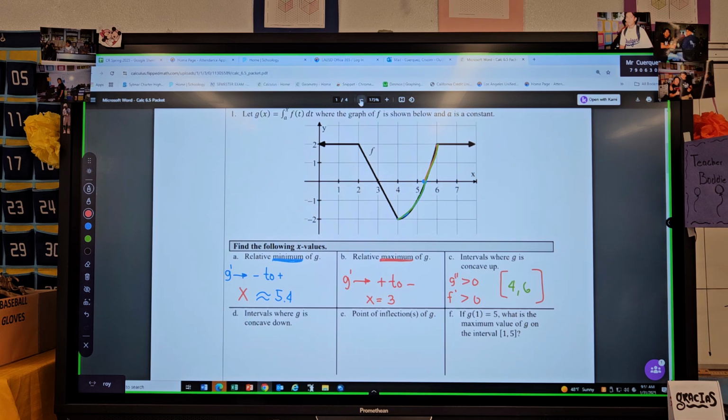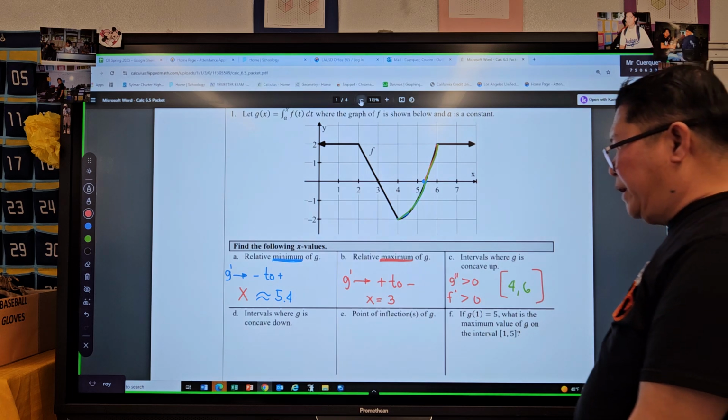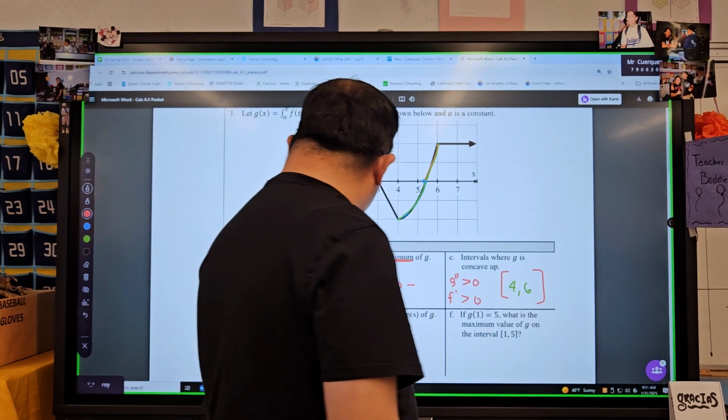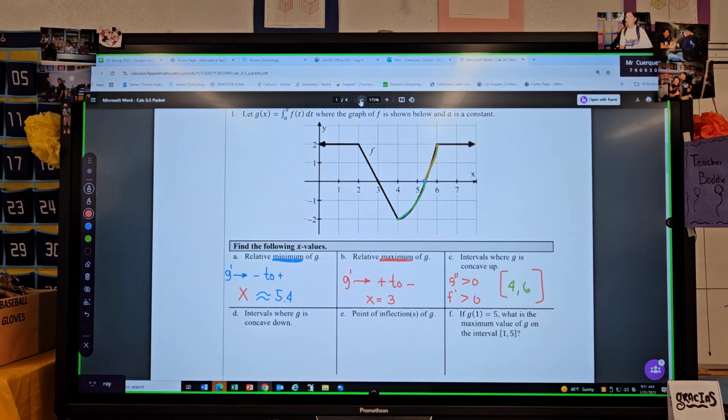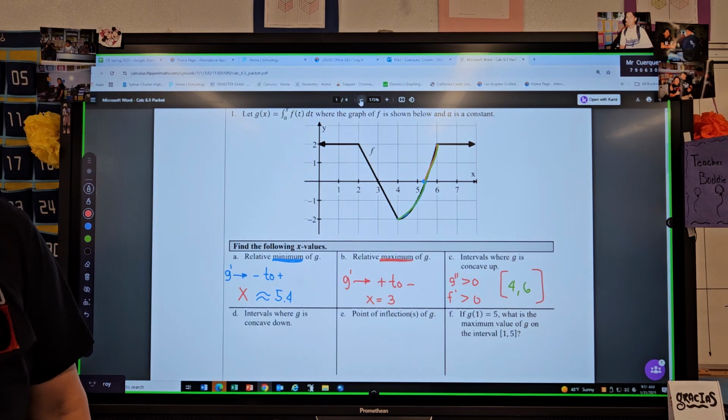Next. Are questions A, B, C clear? Yes, very clear. So moving on to question D. Intervals where G is concave down. Where do you think is the interval concave down? 2 to 4. That means less than 0. So the F prime is less than 0, which means negative, right?